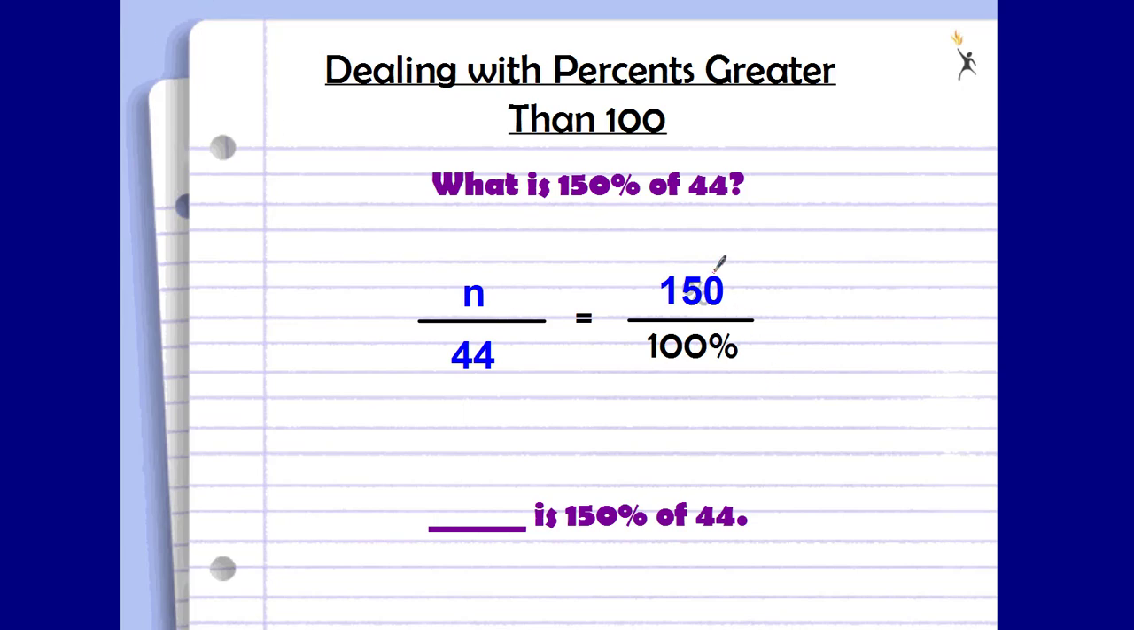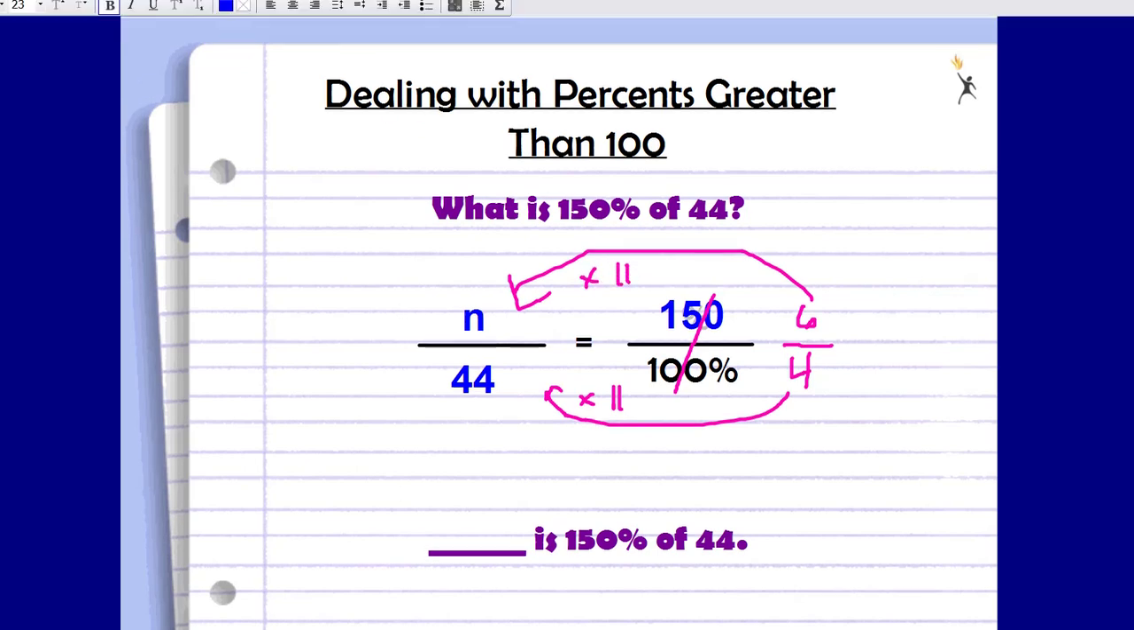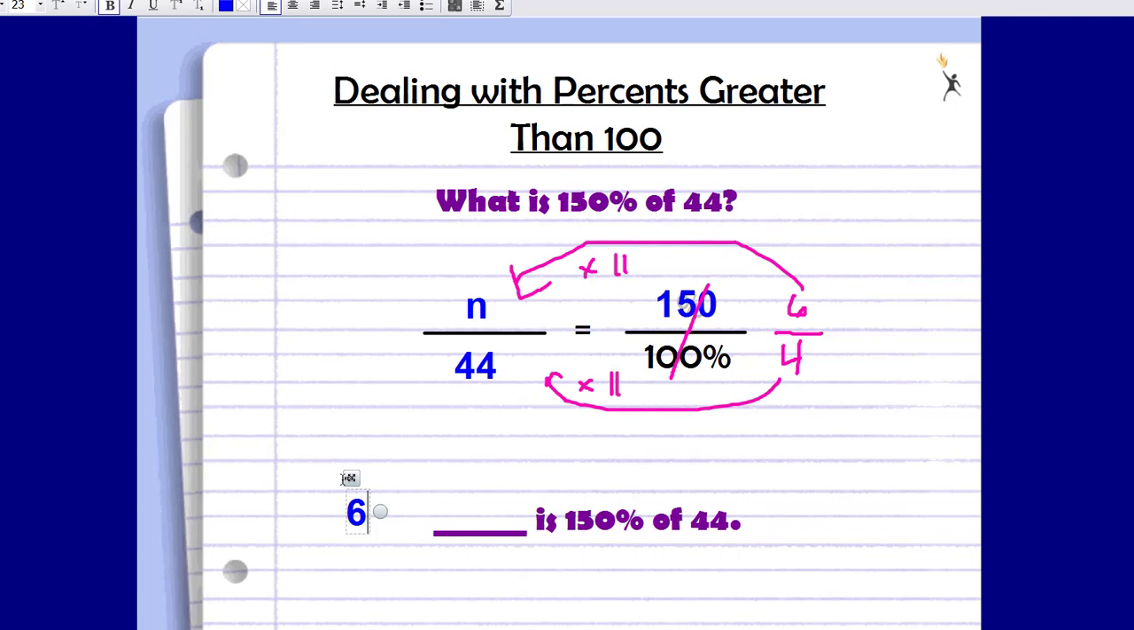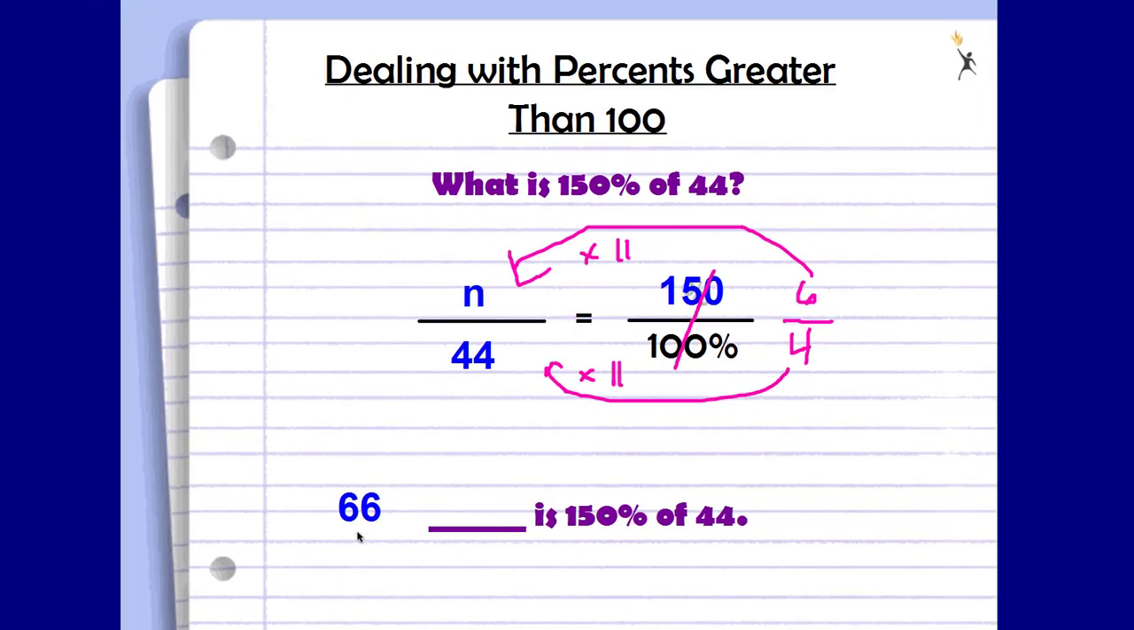And we can actually simplify both by dividing by 25. Think of quarters. How many quarters do you need to make $1.50? You need 6. How many quarters do you need to make 100? 4. Now can we go from 4 to 44? Yes. Multiply by a scale factor of 11. Do the same thing to the 6. And 11 times 6 is going to be 66. So 66 is 150% of 44.